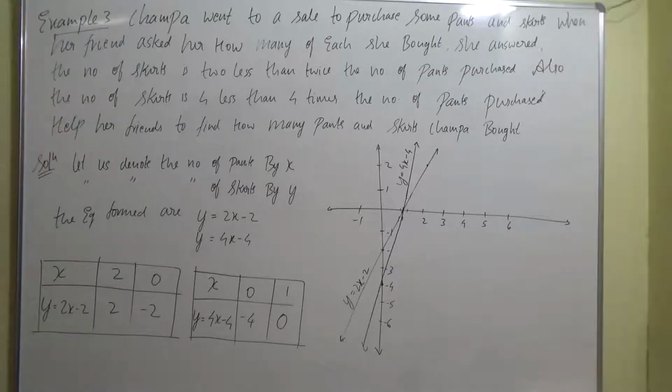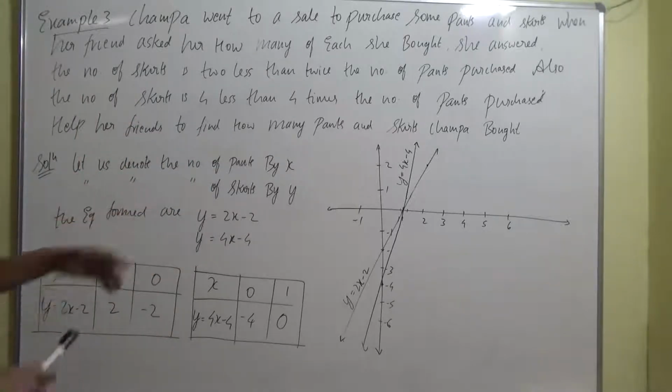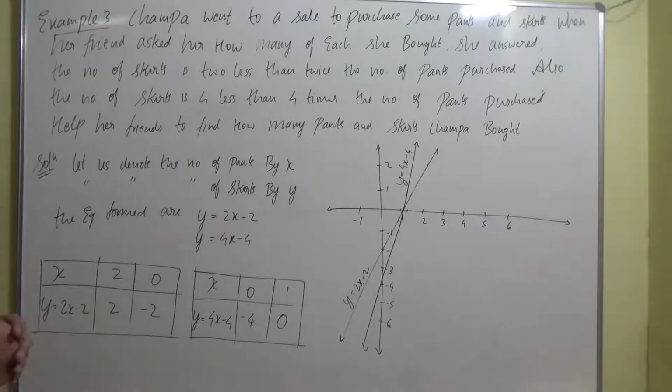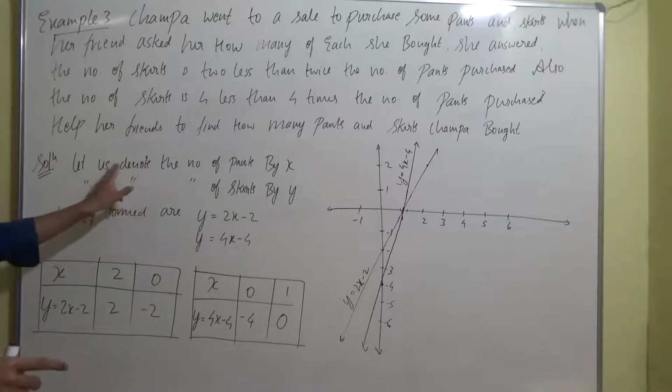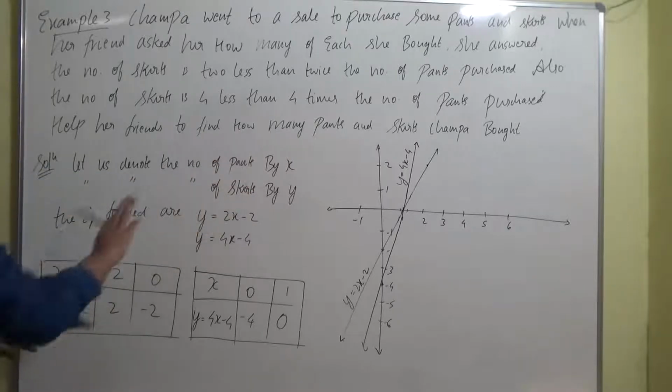So guys, this is the question. Champa goes to a shop and buys skirts and pants, and the conditions are given to us. Those conditions which are in verbal form, we have to convert into mathematical form and form equations. From those equations we have to plot the graph. The first step in this type of question is assumption. So let's assume first, guys. Let us denote the number of pants by x and the number of skirts by y.